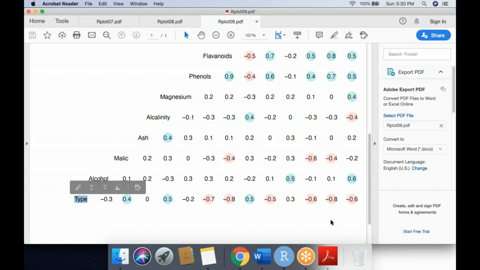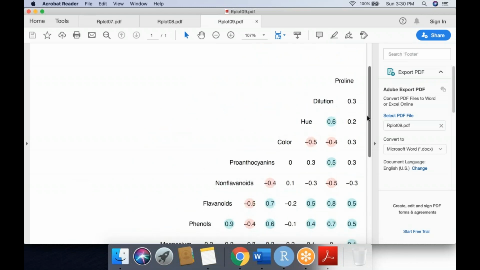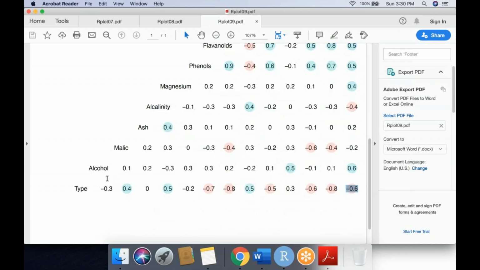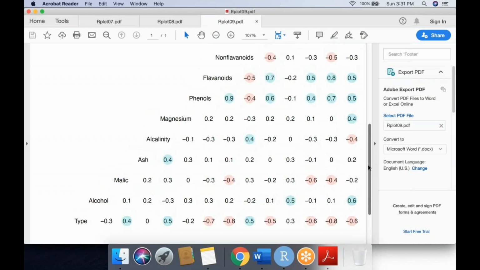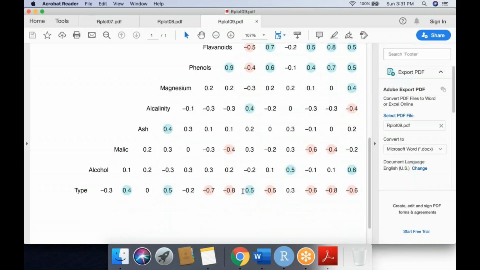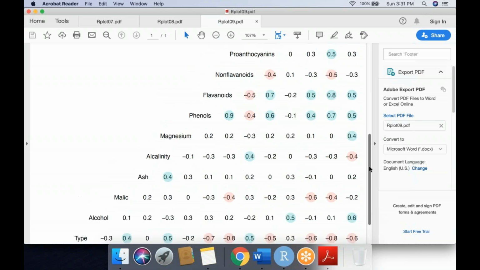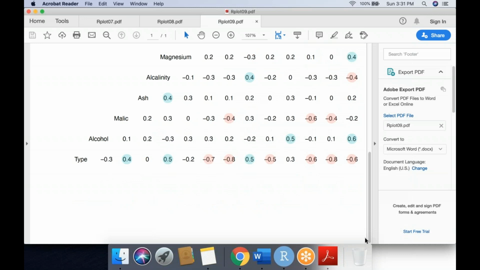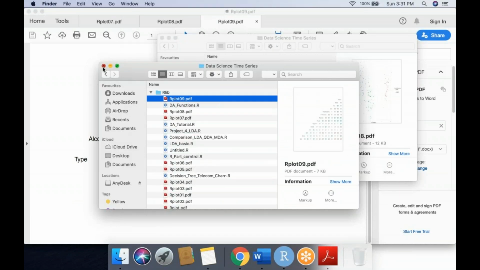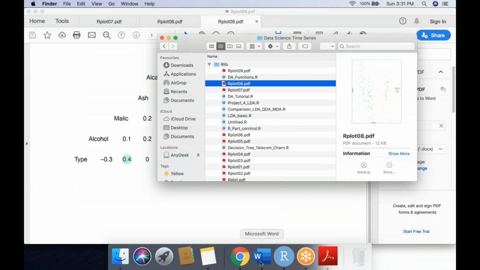Mahendra, I think proline is not contributing much in finding the type, because right now we can see three are showing: one is malic, alkalinity, and then non-flavonoids, not the proline. That could also be a reason. What you are telling, the data anomaly, could also be the reason.